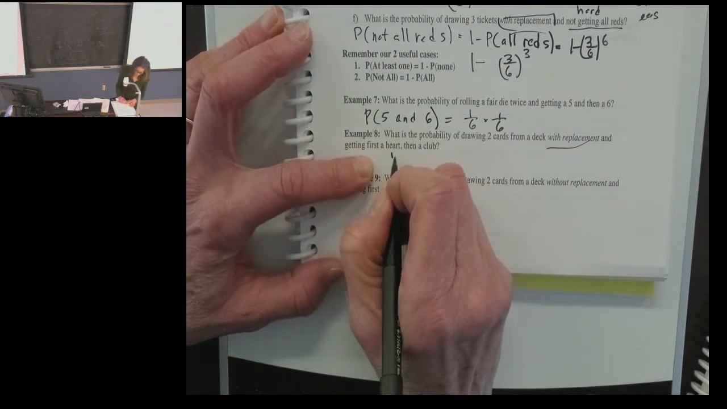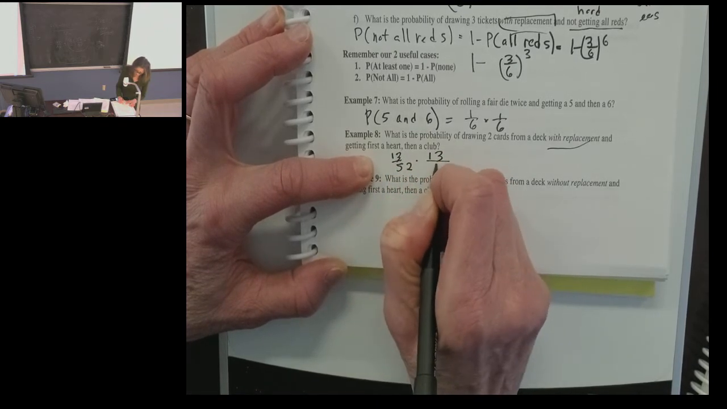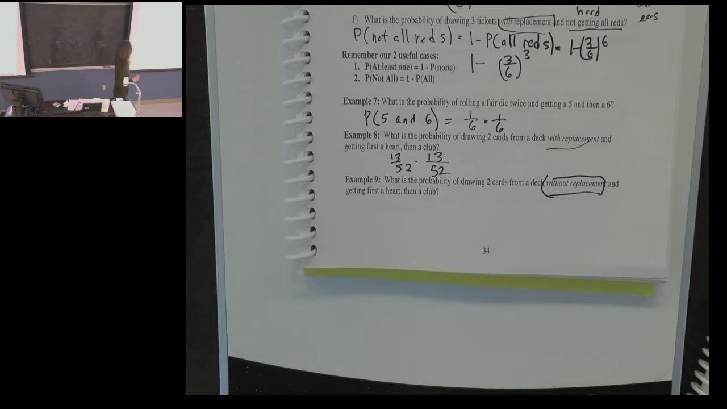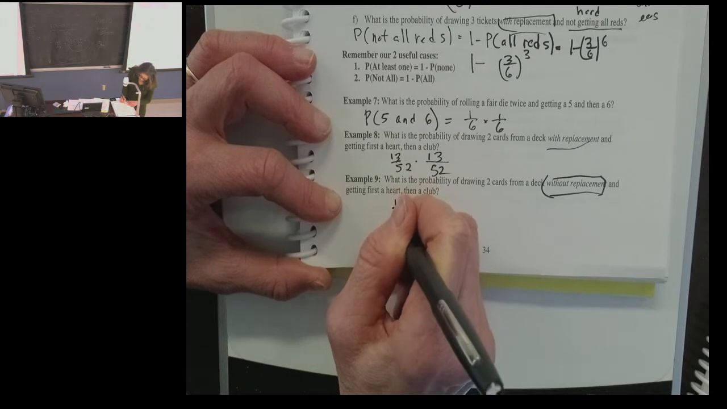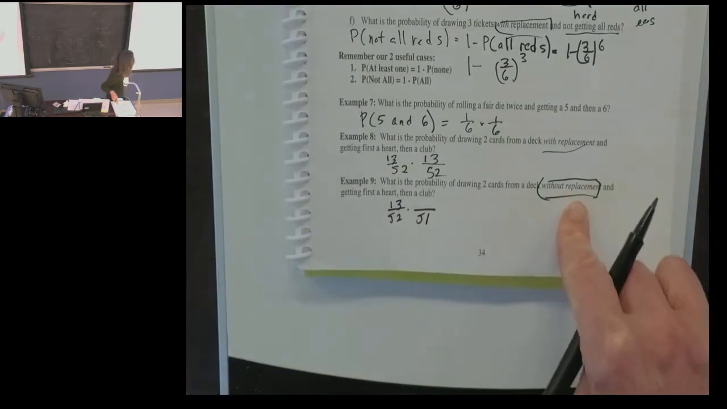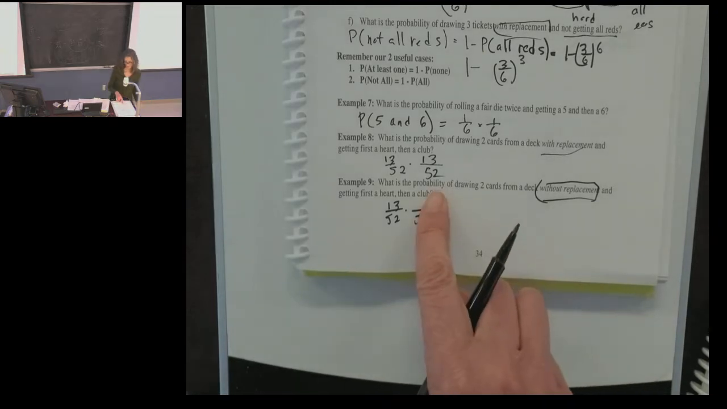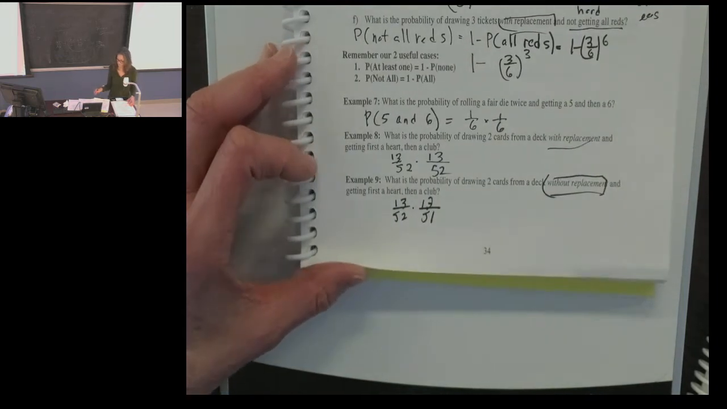I could. What's the probability of drawing 2 cards from a deck with replacement, first a heart and then a club? How many hearts are there? 13 out of 52 times 13 out of 52. It's with replacement. Now if you're going to do it without replacement, you have to think about how this second one changes, and it would be 13 out of 52 times 13 out of 51, because we're not putting that card back. So now we only have 51 cards left. How many of them are clubs? We didn't draw a club, so there's still 13. Any questions on that?